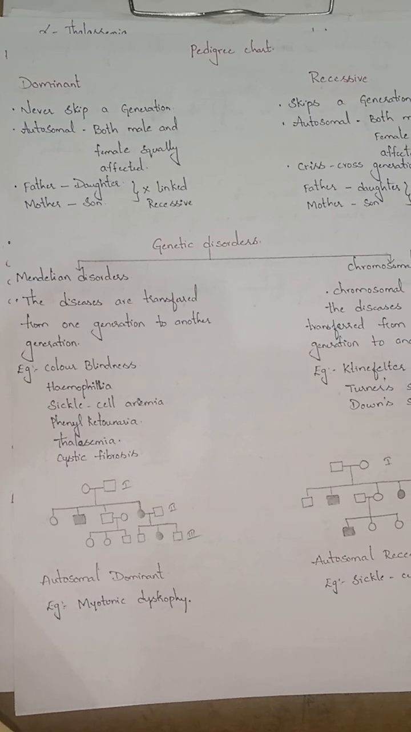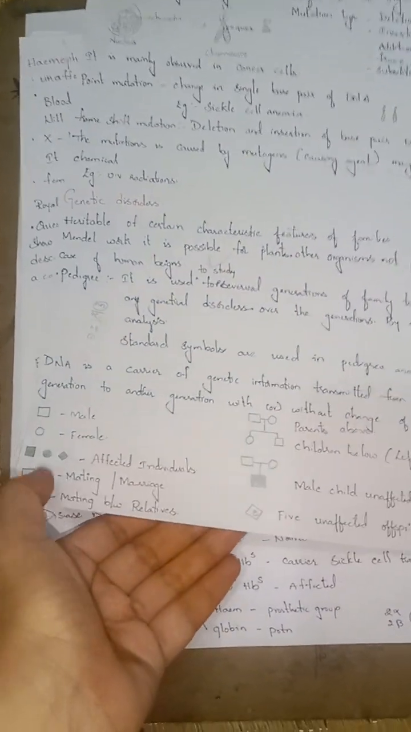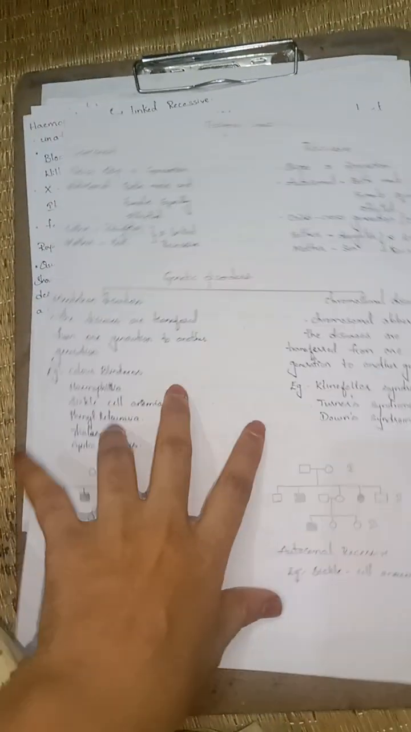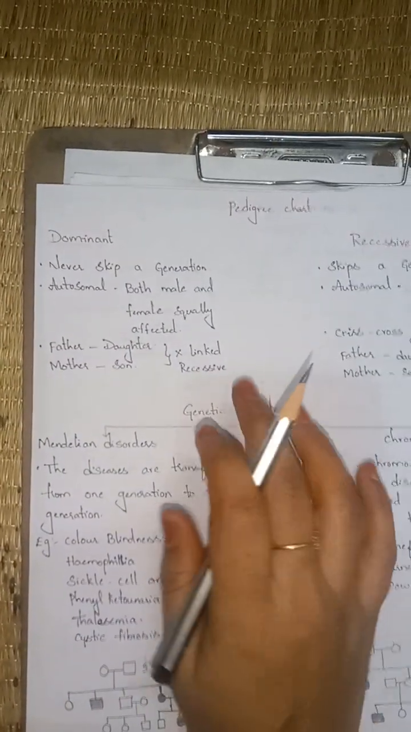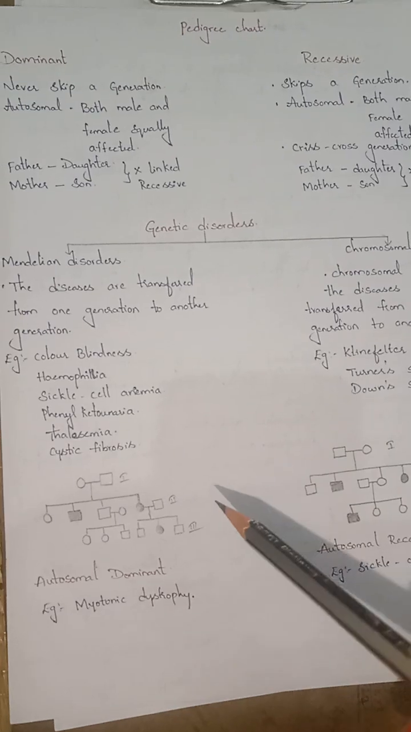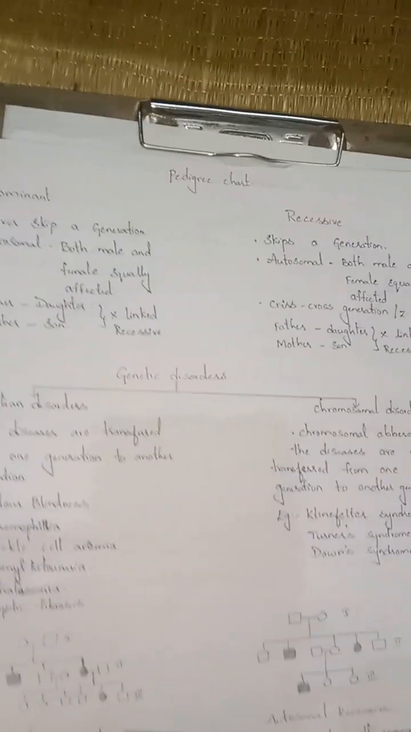The next one is the pedigree chart. In the previous one, we discussed the different types of pedigree symbols and how male and female are represented. Now we are going to remember what will help us in pedigree analysis, whether it is dominant or recessive. For the identification of this kind of disease, you have to find out how you can tell whether it is dominant or recessive.